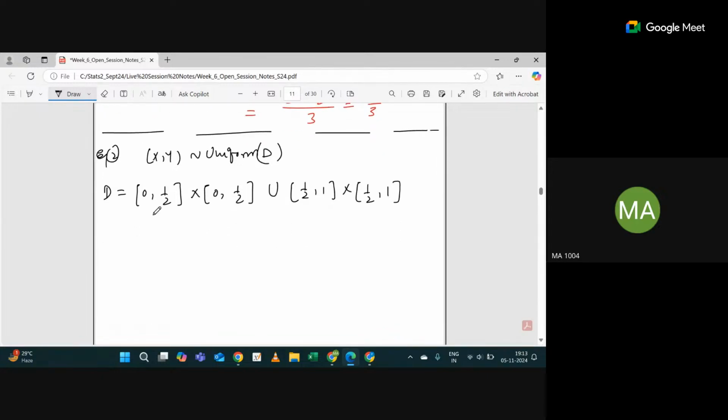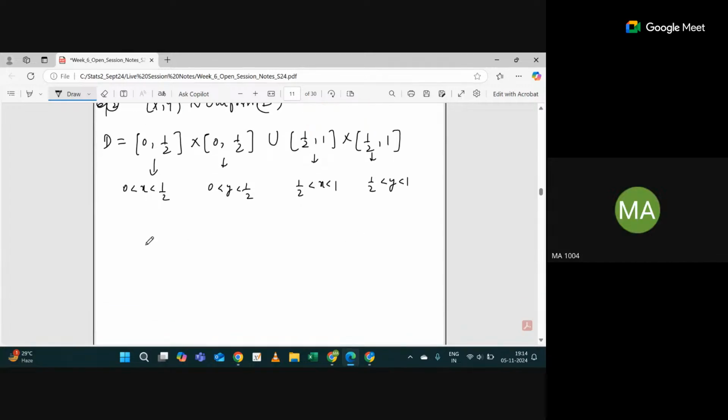Okay, so what is the meaning of this 0 comma half? Please tell me. It is along the x-axis. Correct. And this will be for 0 less than y less than half. And the union of this part, half to 1, and this will be half to 1. Correct. Now let's try to draw the region.